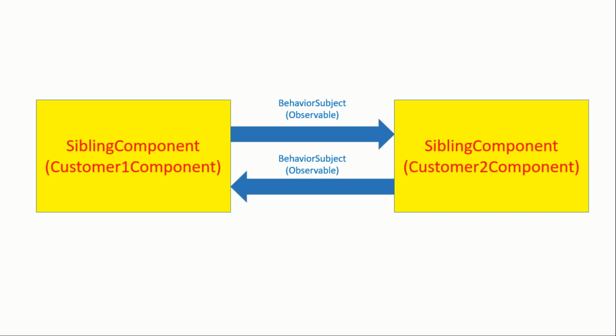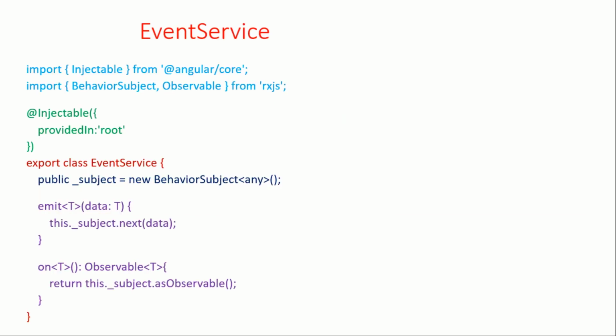One sibling component is customer one component and the other is customer two component. We will create a behavior subject, and for this I have created one service, event service. This service is basically using behavior subject. First we need to import behavior subject and observable from RxJS. RxJS is the reactive extensions library, and we have created a service and injected it using provided in root. This is a way of injecting a service into the root.